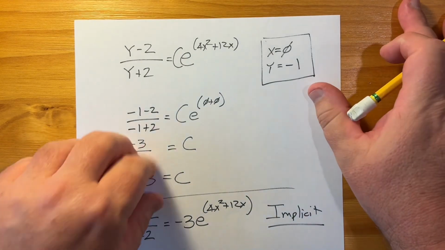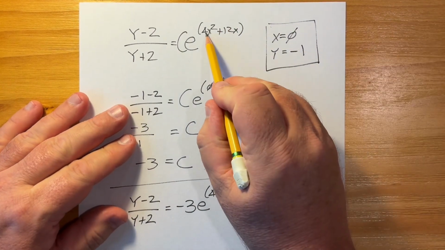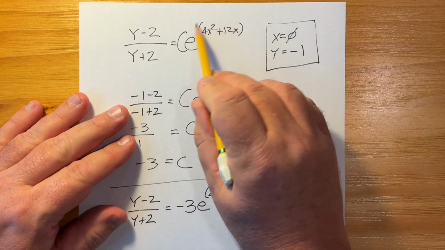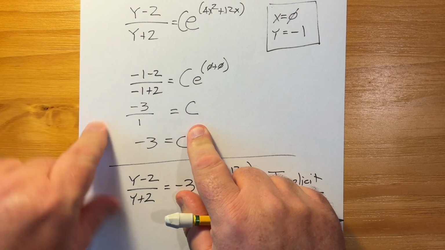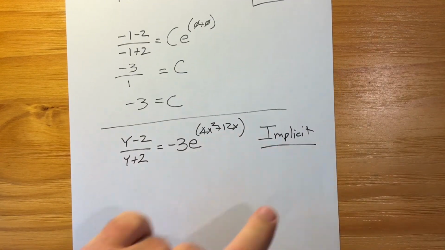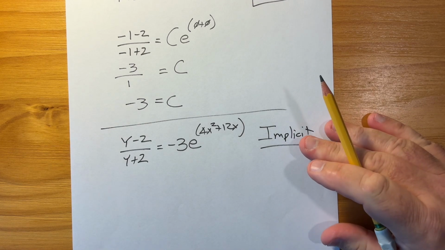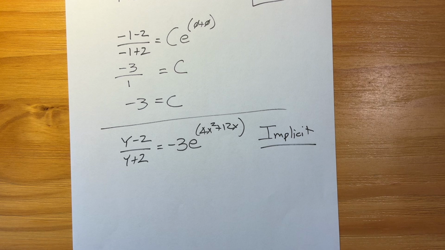So let's go back, take this, plug in our x at 0, y at -1. Well, if x is 0, this whole thing is 0, so that's e to the 0 is 1. And we plug in -1 over here, and I get -3 is c. So then my final answer is right here. And remember, that's an implicit answer. So if the answer says specifically that you need to be explicit, then you would need to solve that, my friends.